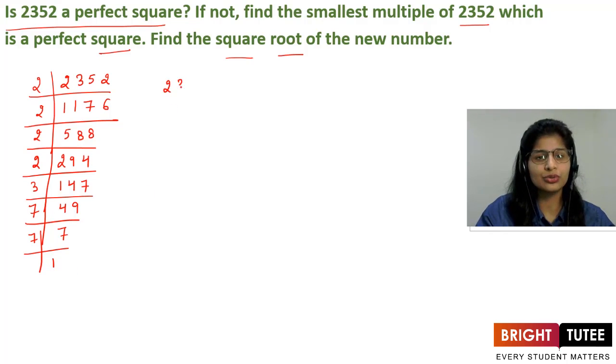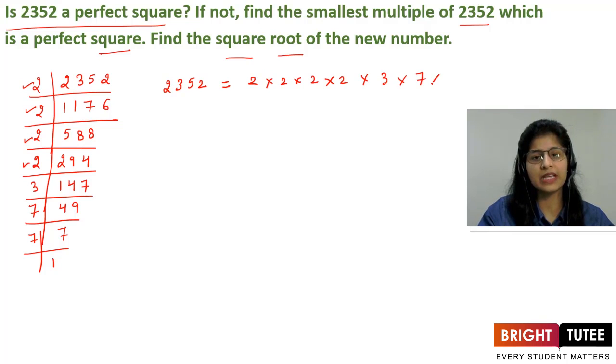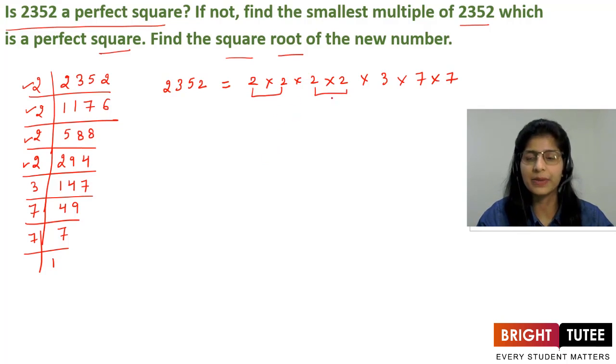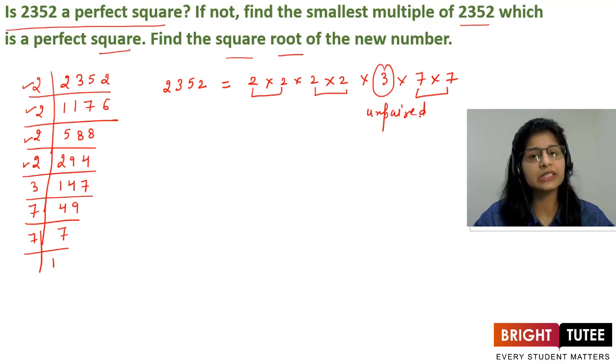So see, how many times do we have 2? 1, 2, 3, 4. How many times do we have 3? 1 time. How many times 7? 2 times, right? Let us now try to pair the prime numbers. This is one pair of 2 with 2. This is another pair of 2 with 2. This is a pair of 7 with 7. 3 is left unpaired. So is it a perfect square? No. Because 3 is left unpaired, 2352 is not a perfect square.